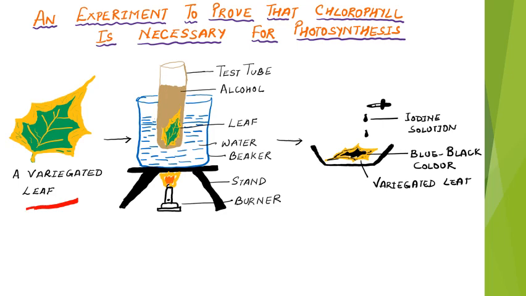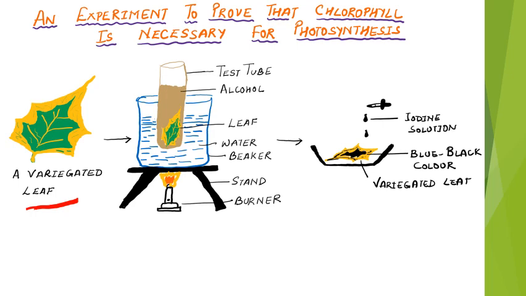In this leaf you can see in the middle the chlorophyll part is there, and at the outer side it is yellow in color. So such type of leaves are called variegated leaves, and the examples for them are coleus and croton. These are very common ornamental plants and you can easily find them.